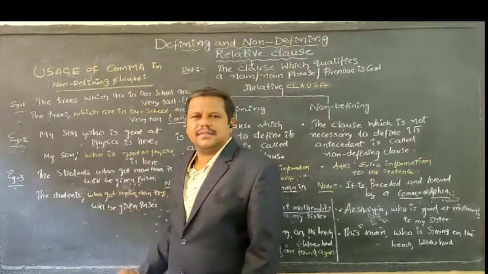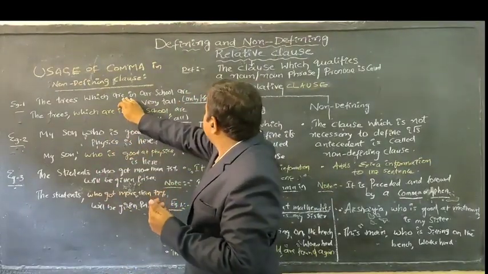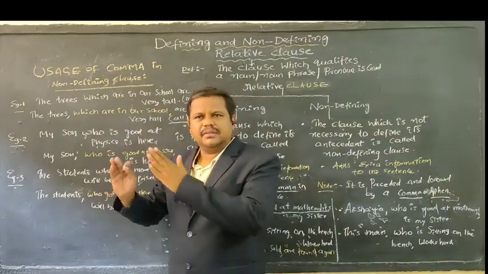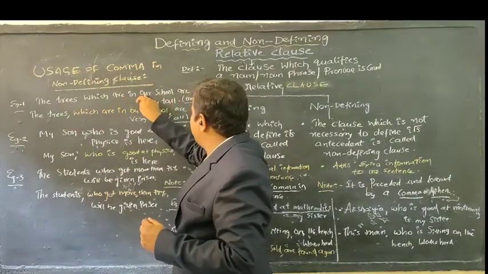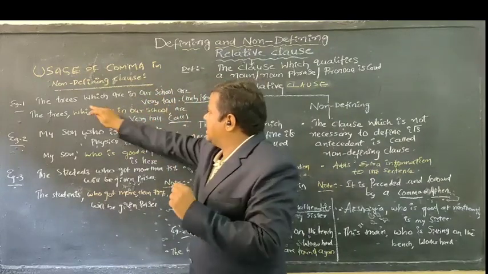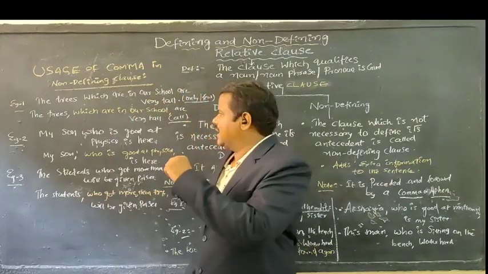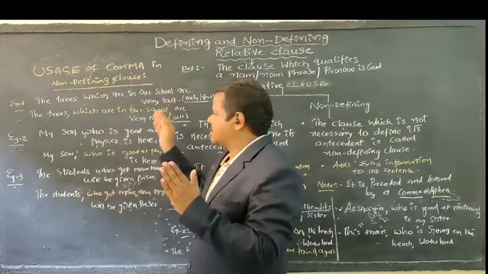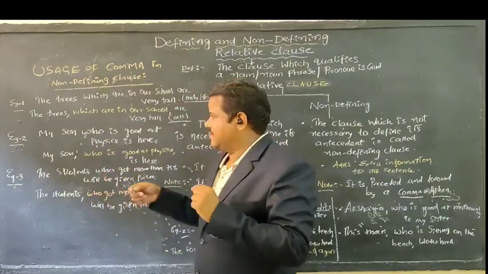Comma in non-defining clause. What are the usages? See the differences, how to write with the defining relative clause and non-defining relative clause. Same example, the meaning is going to change. First example: the trees which are in our school are very tall. So there is no comma in between. In this sentence we can clearly understand that we are talking about only a few trees, not all trees. We are not explaining about a particular tree.